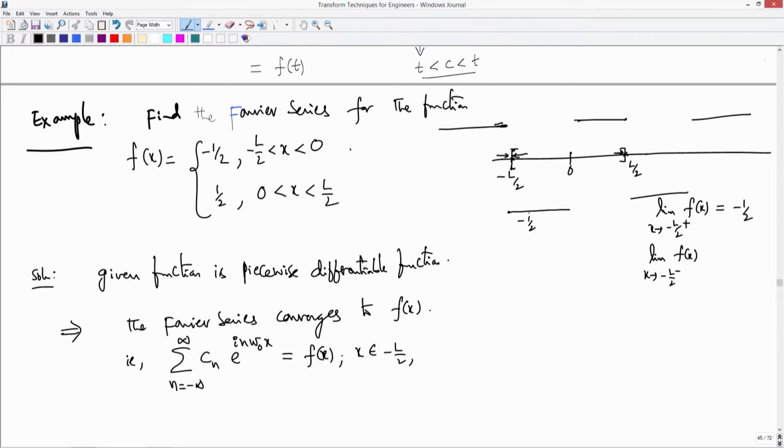So, that is the reason. The values on the left side are the same as the values here. So, if you view this, this is the same as the limit of f of x as x goes to L by 2 from the negative side. So, this is the same as half. So, you see that the value on one side is plus half, the other side is minus half. So, this implies it is a discontinuous function at the end point.